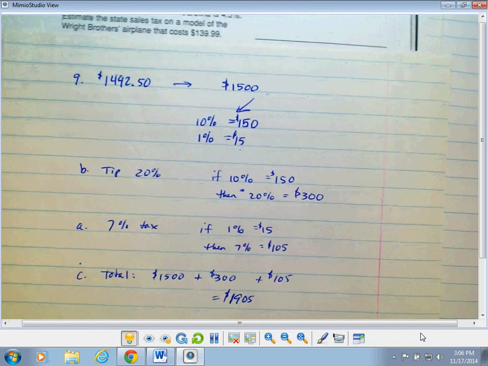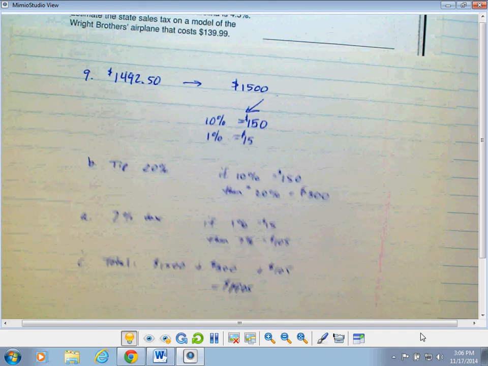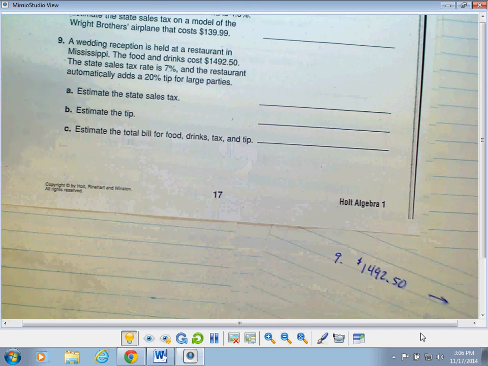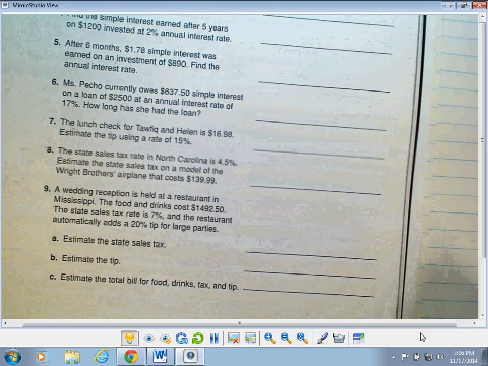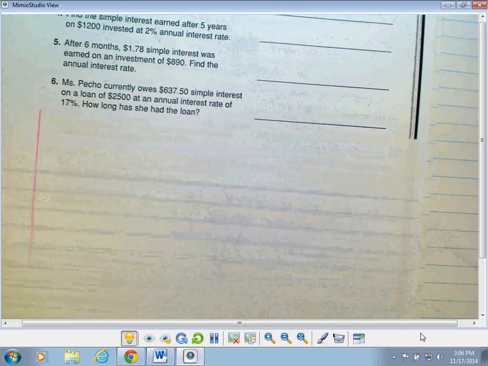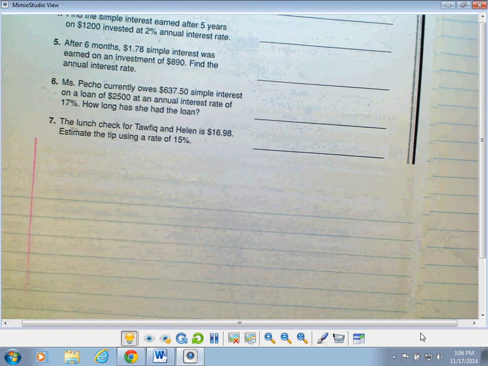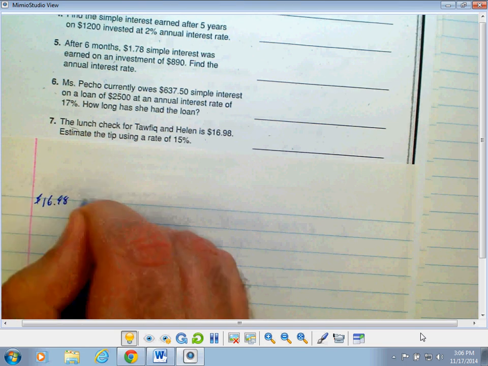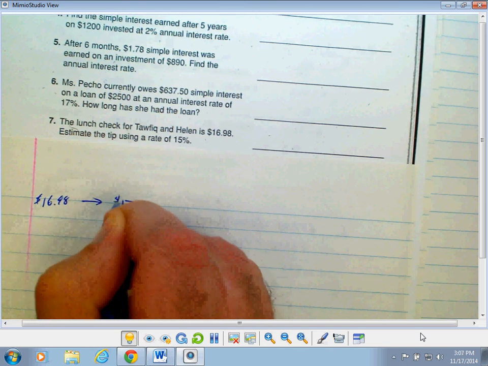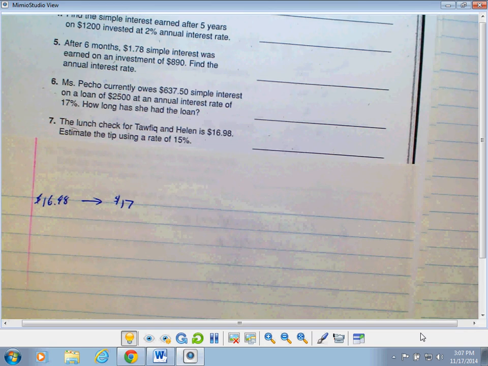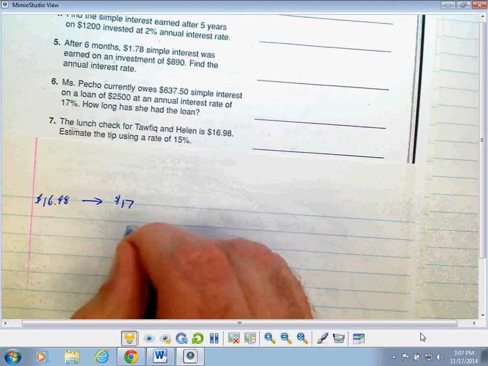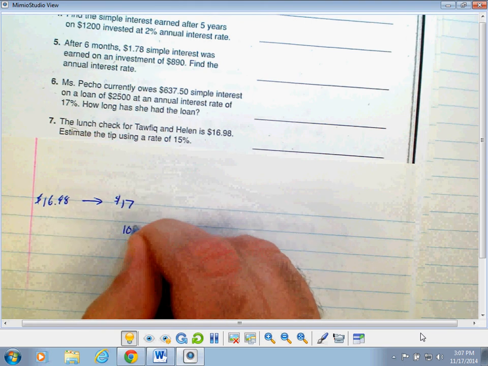Okay, let's take a look back then at number 7 and number 8. So number 7, I think we can write this one right underneath of it like this. What they spent? $16.98. Okay, but we're estimating. So $16.98, that's really $17. Using the tip rate of 15%, well, here's what I do. I say 10%, move the decimal point one place, is $1.70.